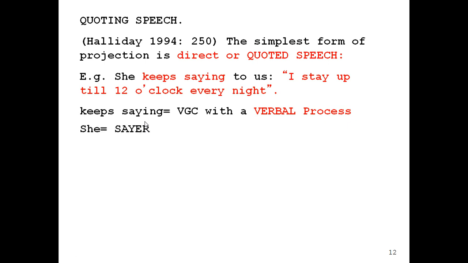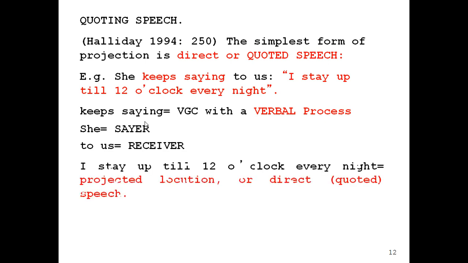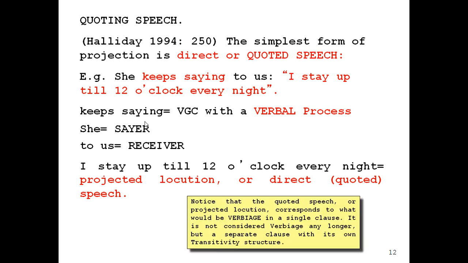She is the person that says, to us, we're the receiver of the saying. And what about the clause, the projected clause? This is a projected locution because it's something that is spoken, not thought. And it is quoted in the sense that what we have in the inverted commas is the literal report, the literal quotation of what she said or kept saying.